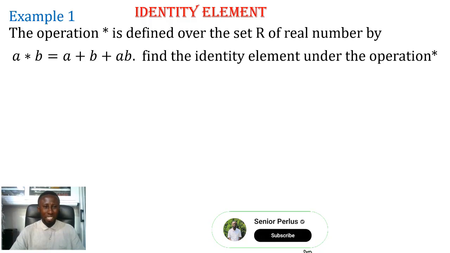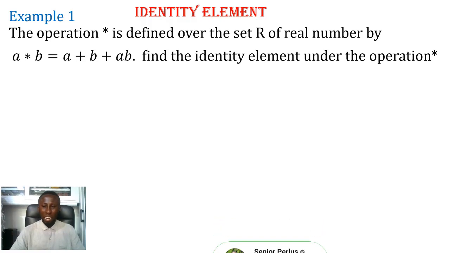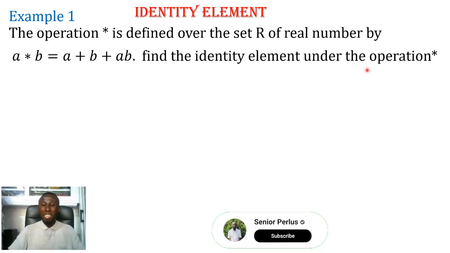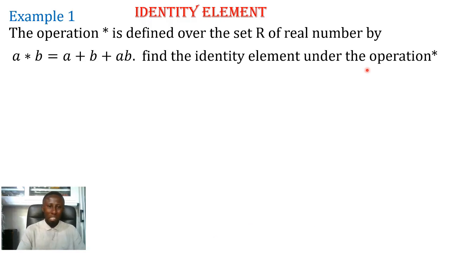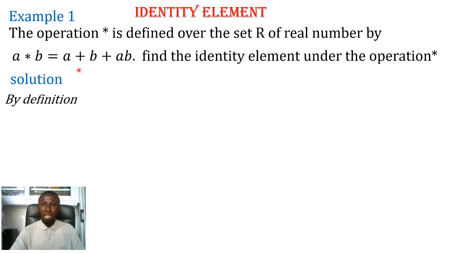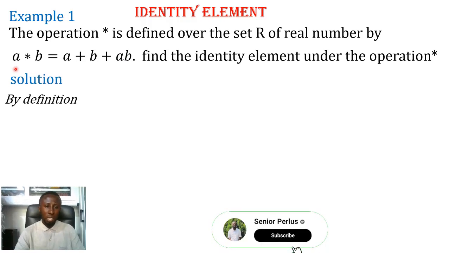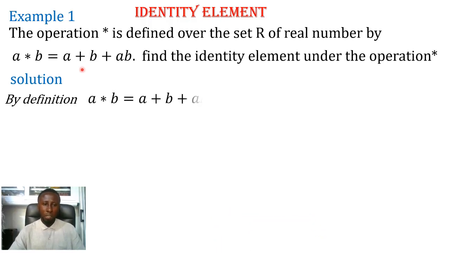This is our example here. The operation star is defined over the set R of real numbers by this definition. Find the identity element under the operation. So by definition, a star b equals a plus b plus ab, and we are asked to find the identity element here.